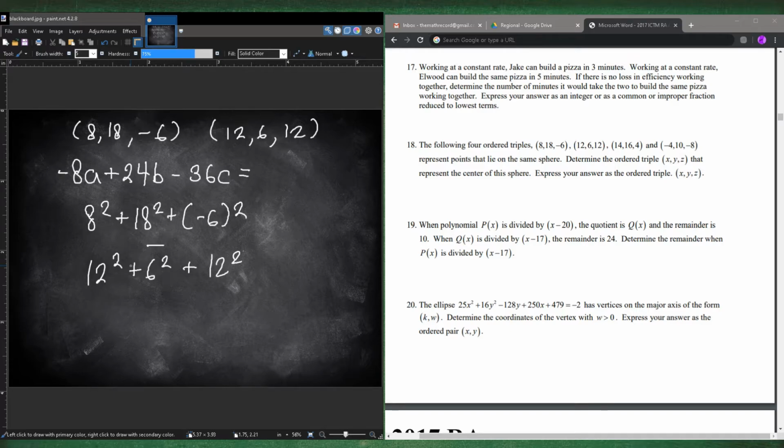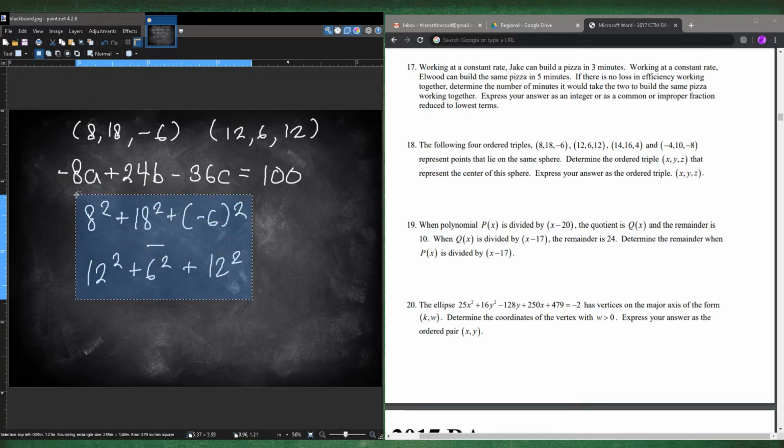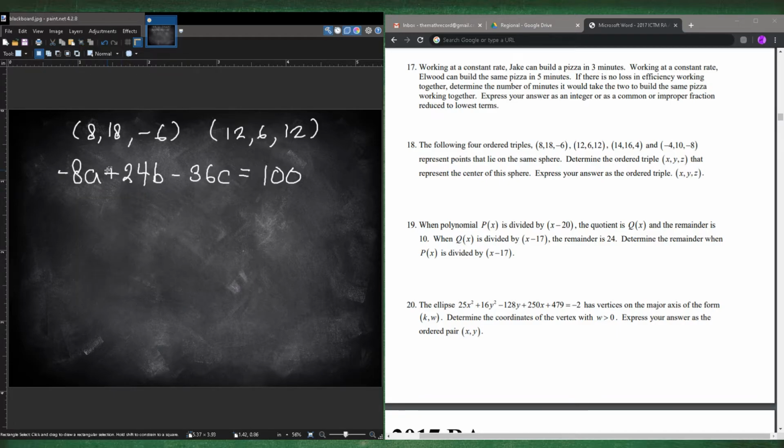So 8 squared plus 18 squared plus negative 6 squared minus 12 squared minus 6 squared minus 12 squared. And you should get something of 100. Okay? So that should be your first coordinate, I mean, your first equation. And this is why we need 3, because we have variables a, b, and c. So we need 3 equations so we can find out what those variables equal to.